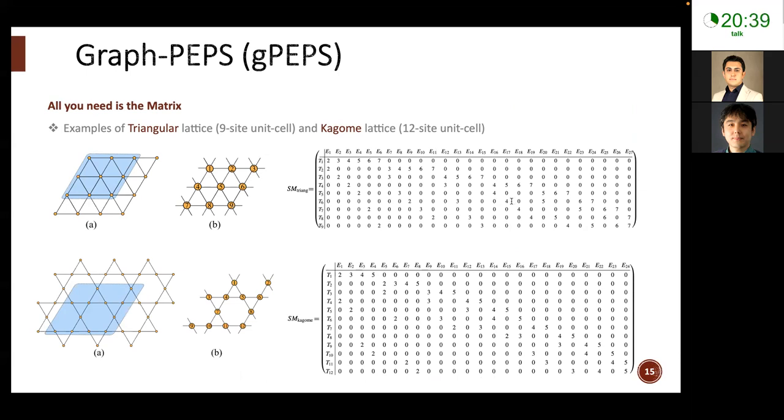You can just use any graph library, like in MATLAB or Python, to build this structure matrix, and it is very straightforward. And that's it. It's all you need to simulate the local Hamiltonian on this lattice structure. This is also another example, for the Kagome lattice with 12 sites. And this is the structure matrix, and all you need is this matrix.